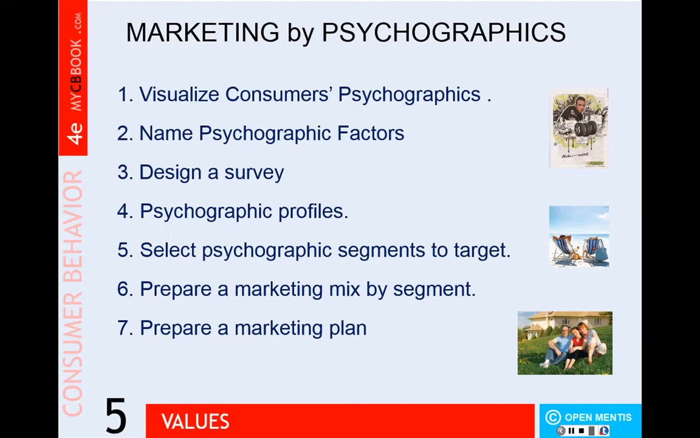Now, notice how simple it becomes for them to write and for us to understand, even if you're looking at it for the first time. So the 7 points are: visualize consumer psychographics. We know our consumers. We visualize them in terms of demographics. Let's visualize them in terms of psychographics. They've already, by the way, done the chapter on psychographics, the concept, so they know what psychographics is.